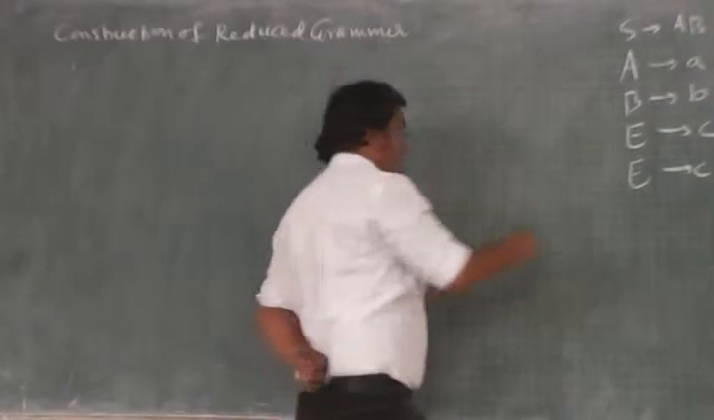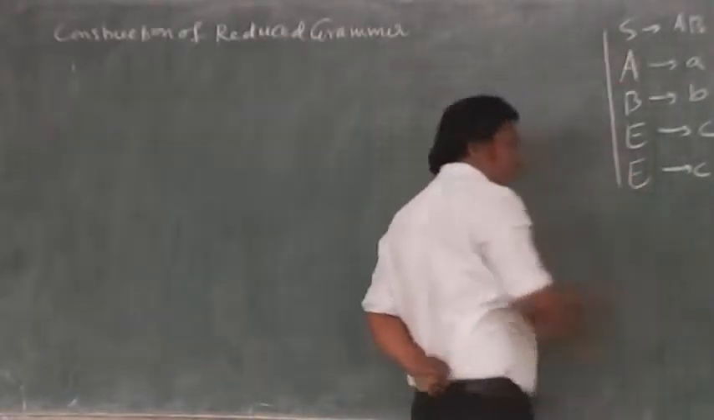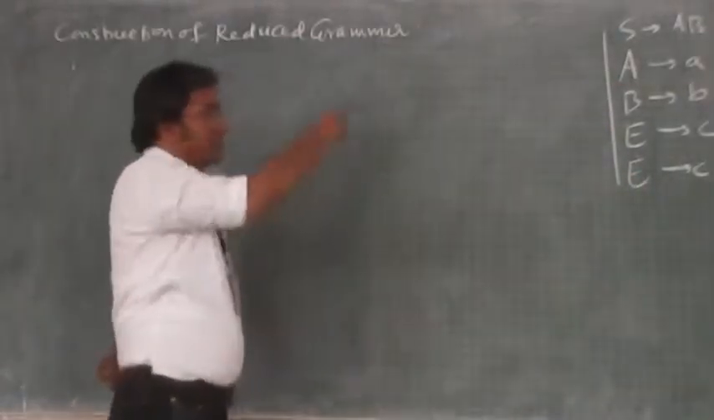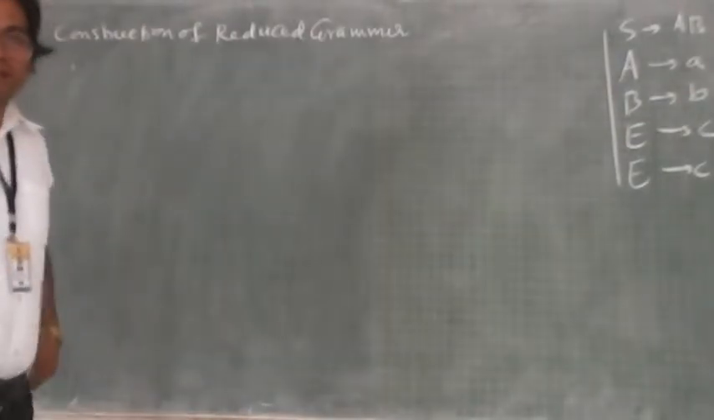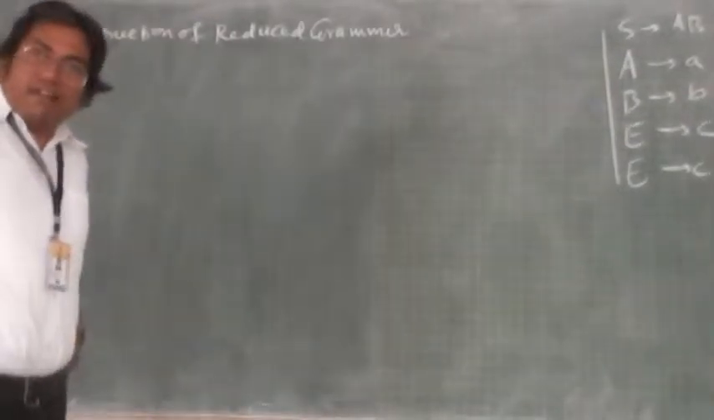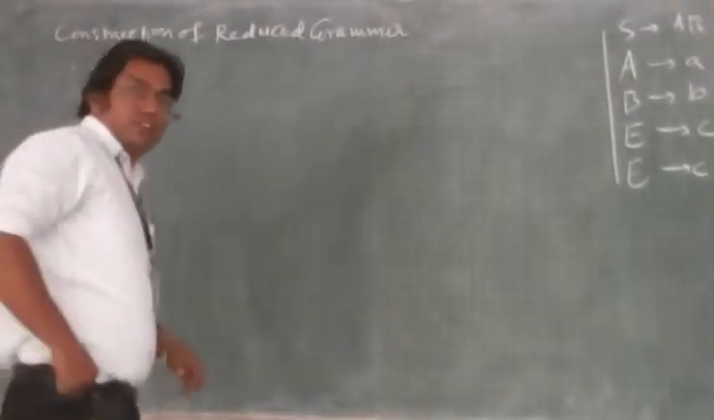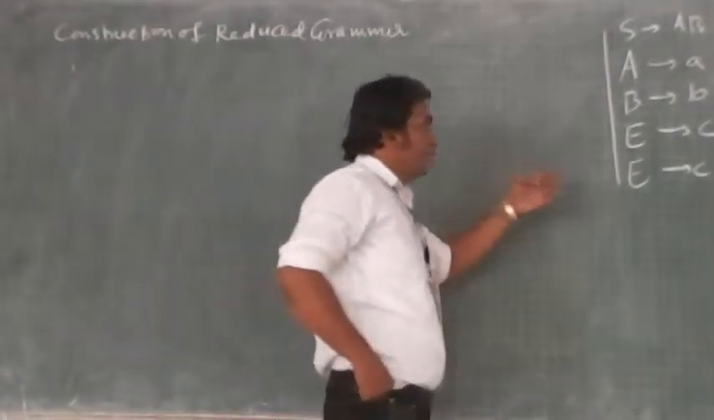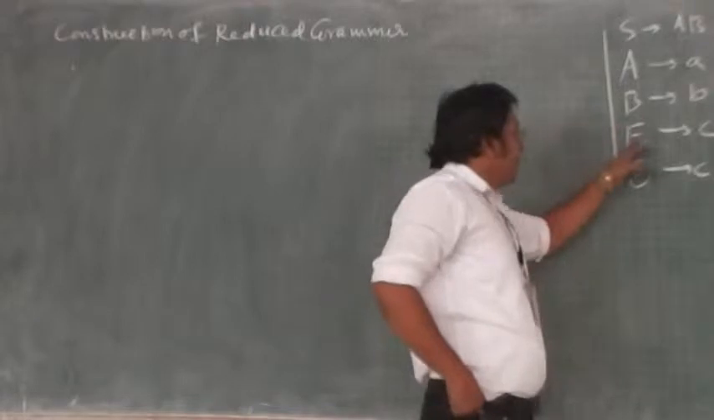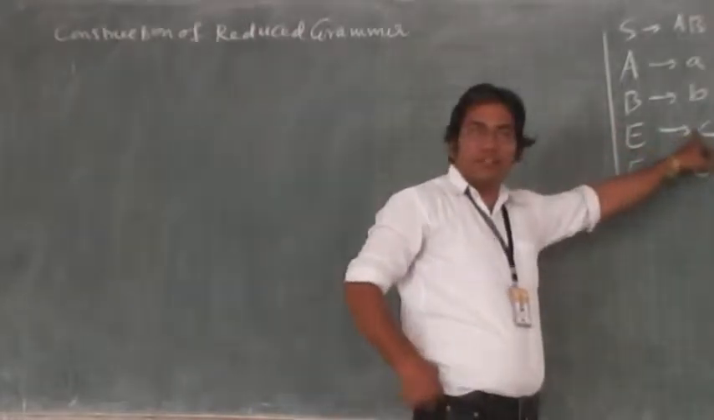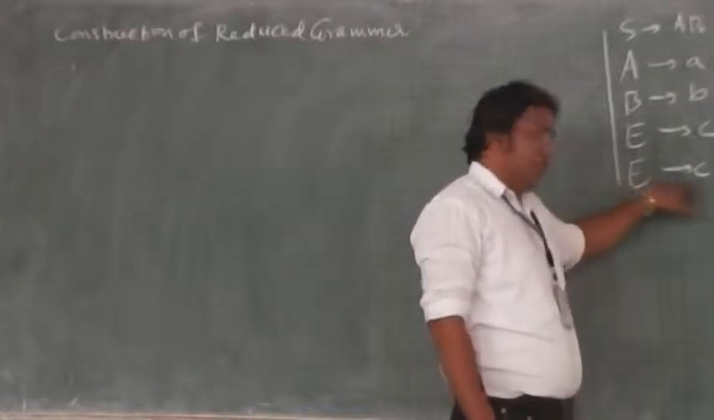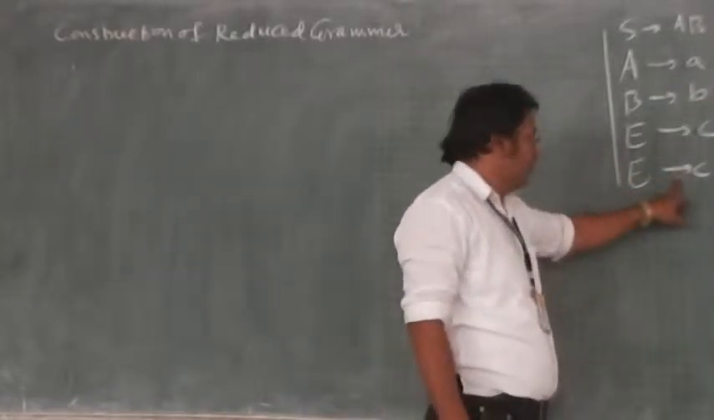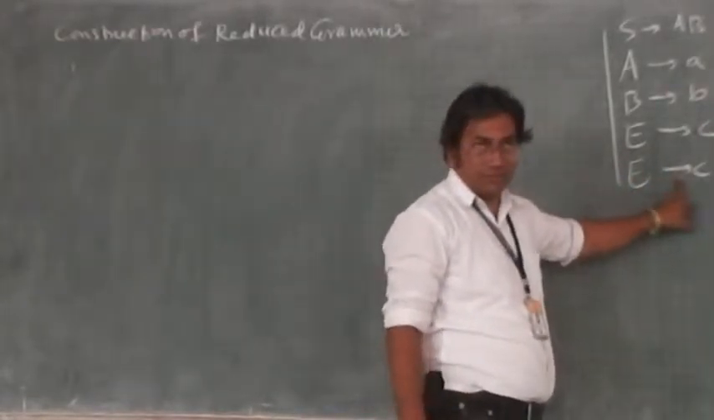If you look at this grammar, do you find there is a need of reduction in this grammar? You may find some unwanted or useless productions. What was that? E implies capital C. This is a production which is not at all being used. And this E implies small c is another production which is not used.